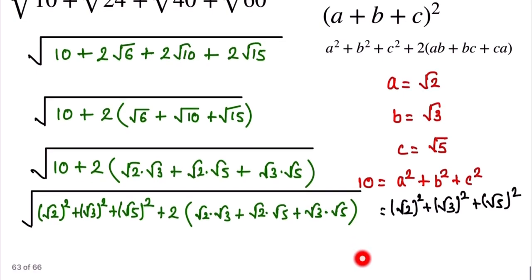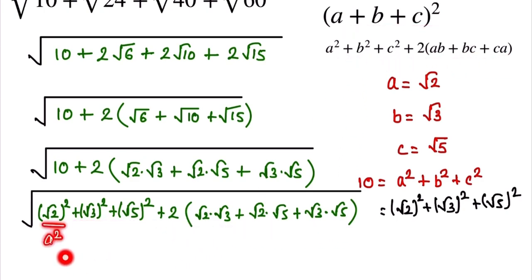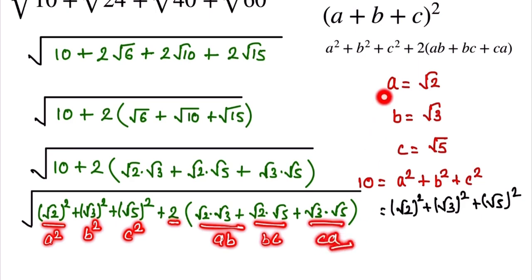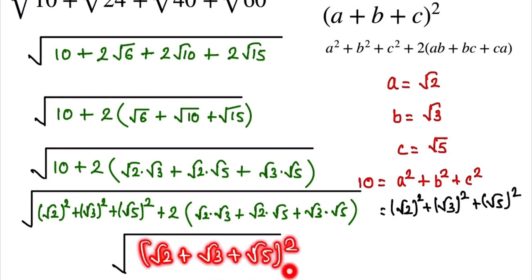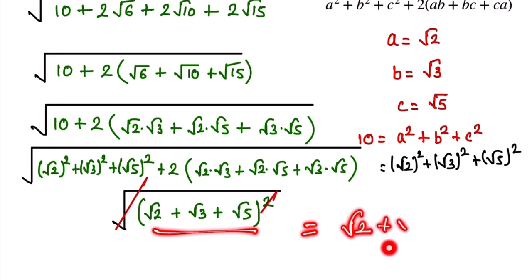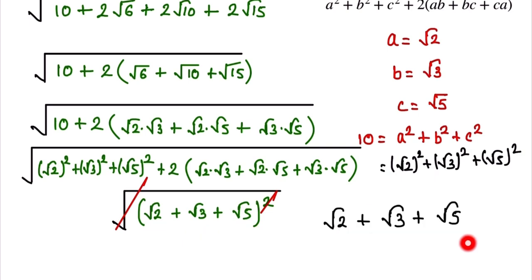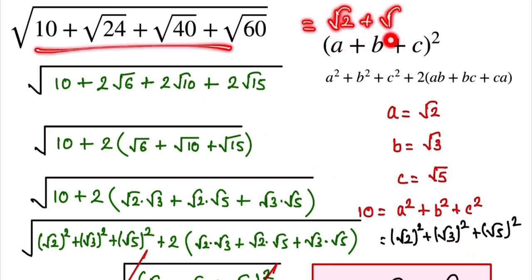Now this can be represented by the identity. This one is a square, this is b square, this is c square, and here is 2, this is ab, this is bc, and this is ca. So we put this in the identity: (a plus b plus c) the whole square, which is (square root of 2 plus square root of 3 plus square root of 5) the whole square. Here the square root and the power cancel out, because square root is written as the power 1 by 2. So the answer is square root of 2 plus square root of 3 plus square root of 5. This is our final answer, the shortest form.